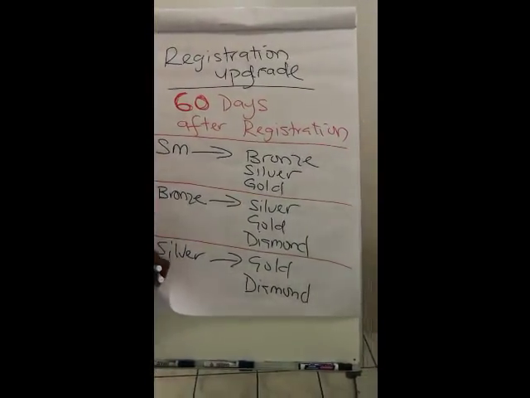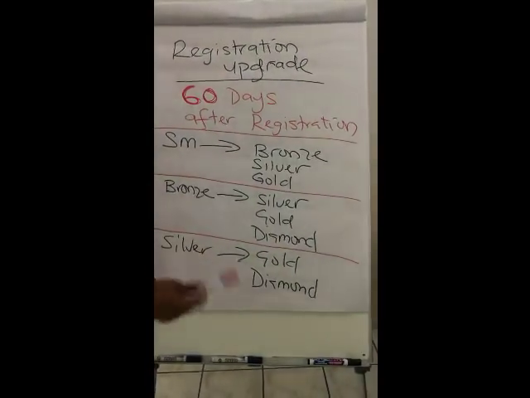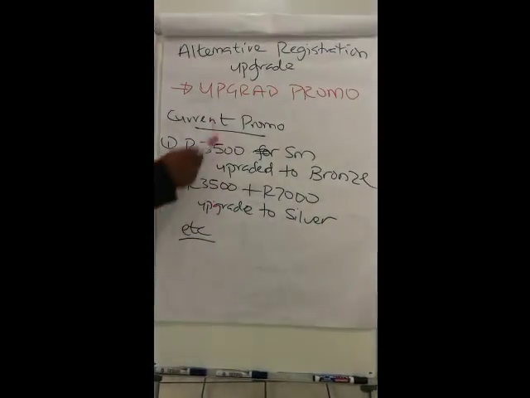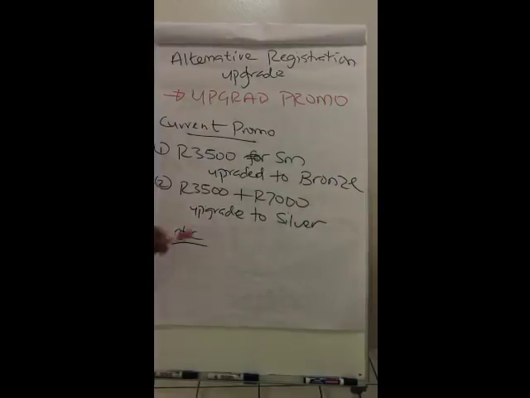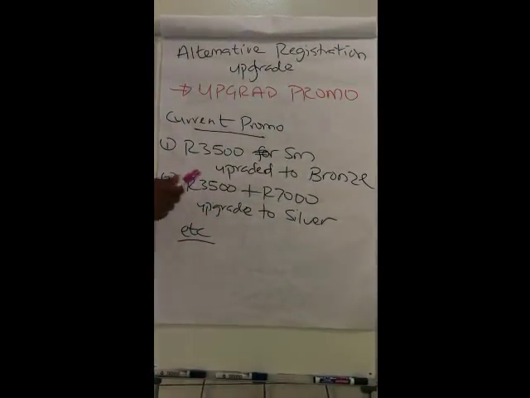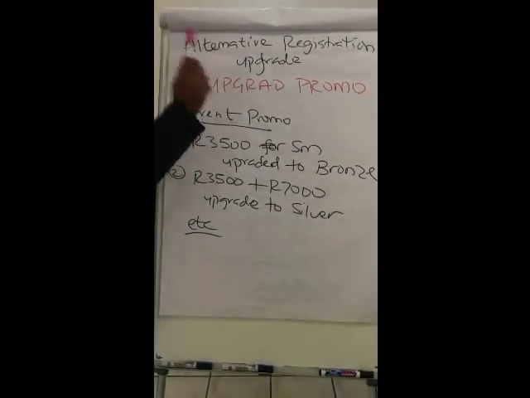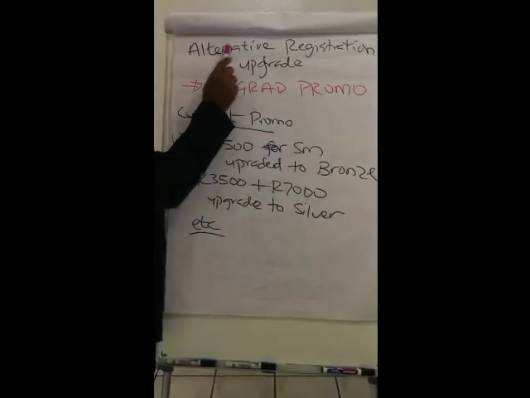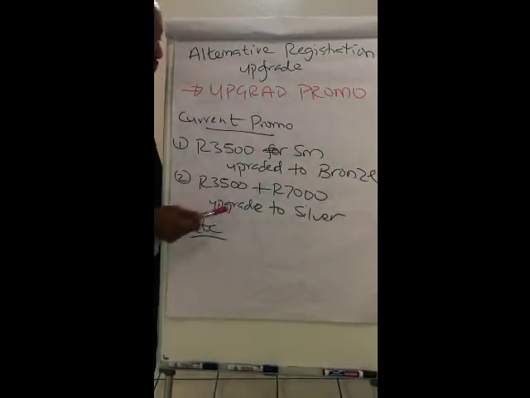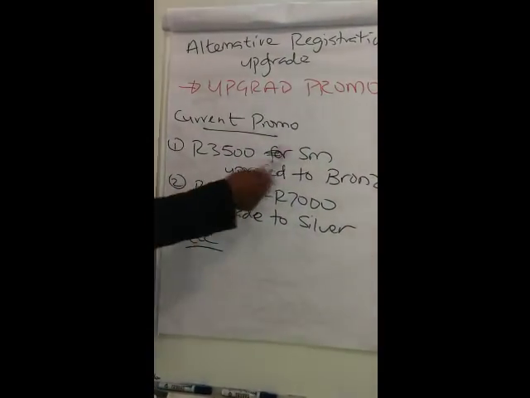But there is one condition where you can move to the next level even after 60 days. And that's what I'm about to show you now. It's called the upgrade promo, which is the upgrade promotion. So once in a while, every month, every 2 months, Norland offers its members the upgrade promo. So the alternative to registration upgrade is the upgrade promo. And the current promo comes once in a while, so this is just an example.